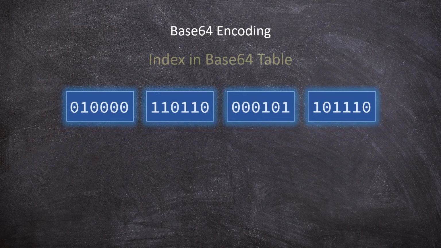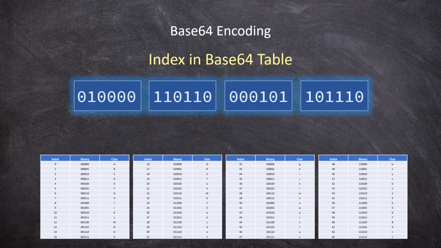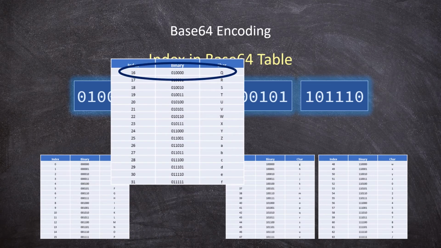And finally, with these 4 6-bit numbers, we can then pull up our Base64 table and look up each value for their corresponding ASCII character. For example, when we look up the first number in the table, we find its number corresponds to the number 16, which maps to the capital letter Q.